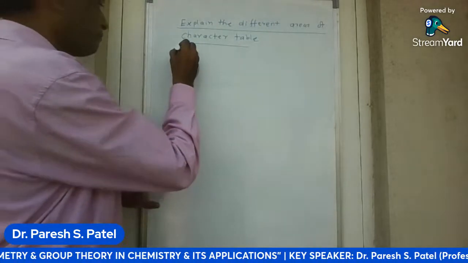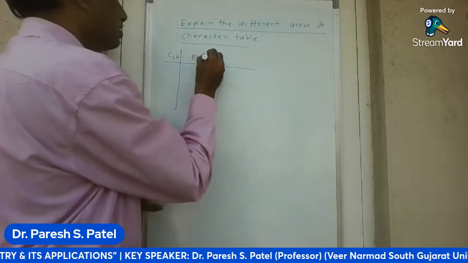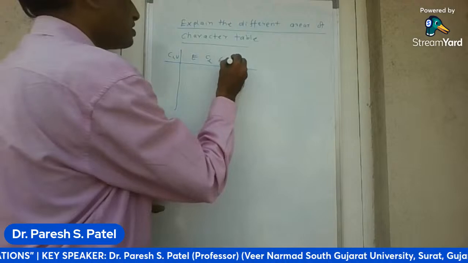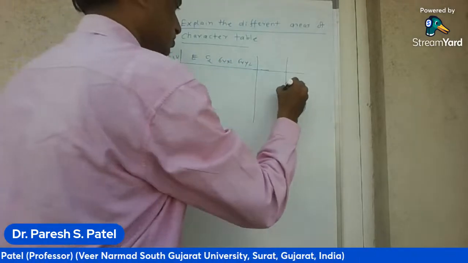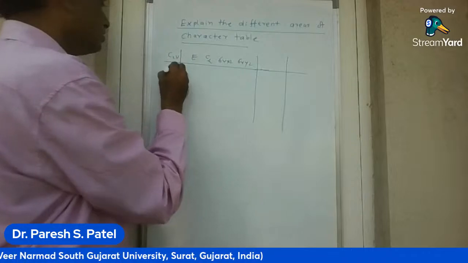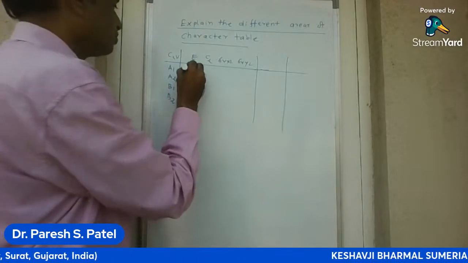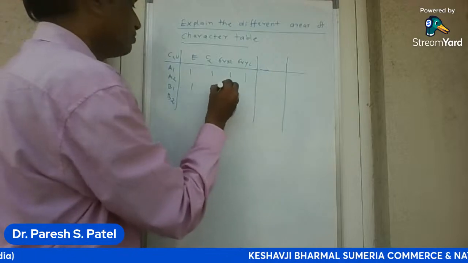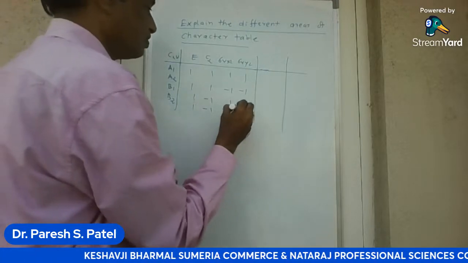So the character table can be represented as, suppose, C2V: E, C2, sigma xz, sigma yz. A1, A2, B1, B2 with characters 1 1 1 1, 1 1 minus 1 minus 1, 1 minus 1 1 minus 1, 1 minus 1 minus 1 1.